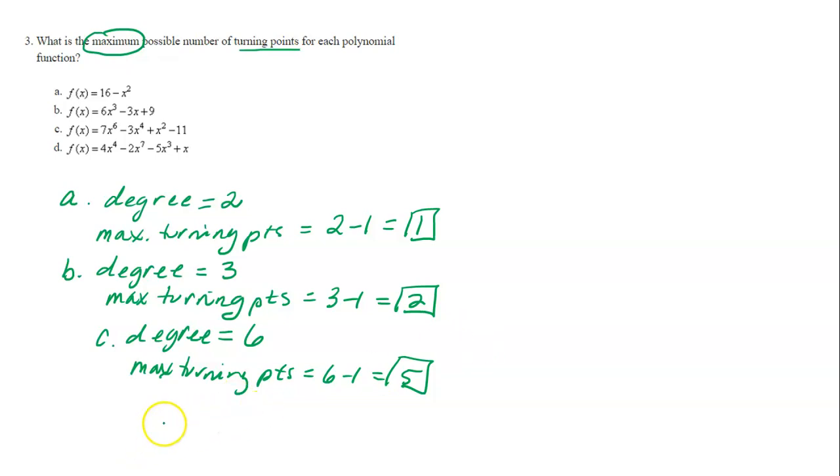And then lastly, D has a degree of 7. So max turning points, 7 minus 1, which is 6. Okay.